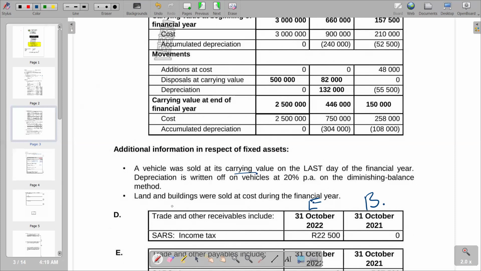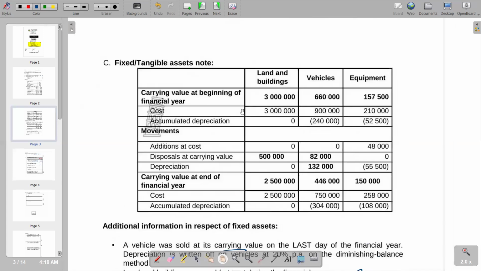It was sold at cost in the land and buildings. Then we see that land and buildings at the beginning, there was a cost of 3 million, but at the end of the period, we have got a cost of 2,500,000. So basically to find the one that was sold, we see that there's a reduction, which means there's something that was disposed. So you're going to say 3 million minus 2,500,000, and then we get 500,000.